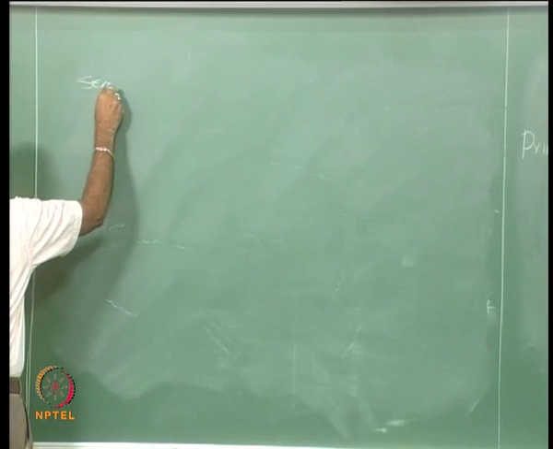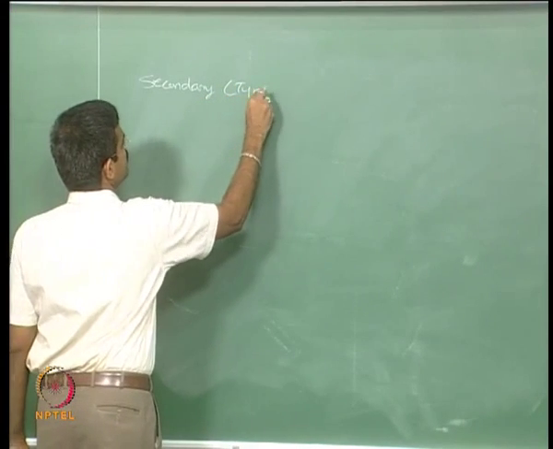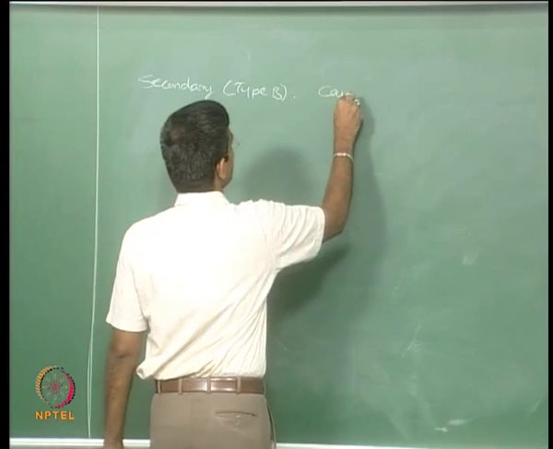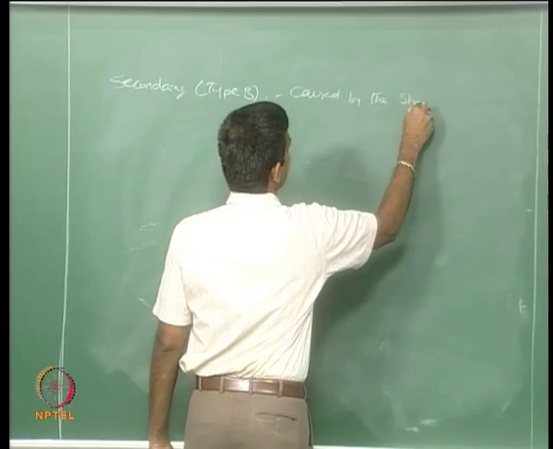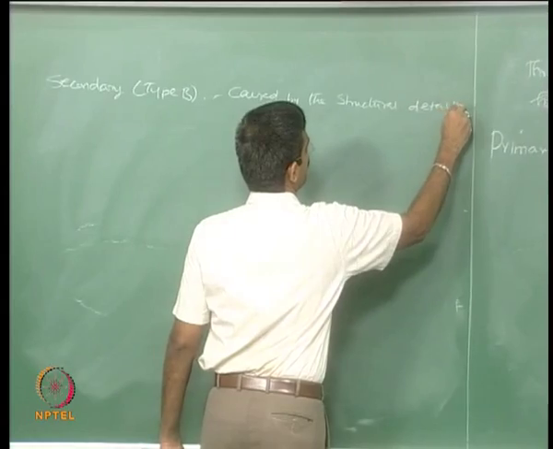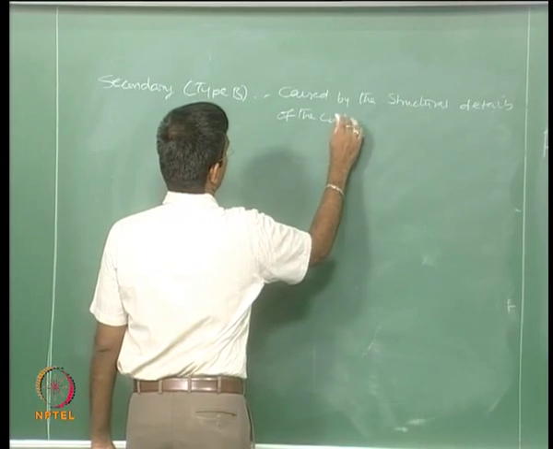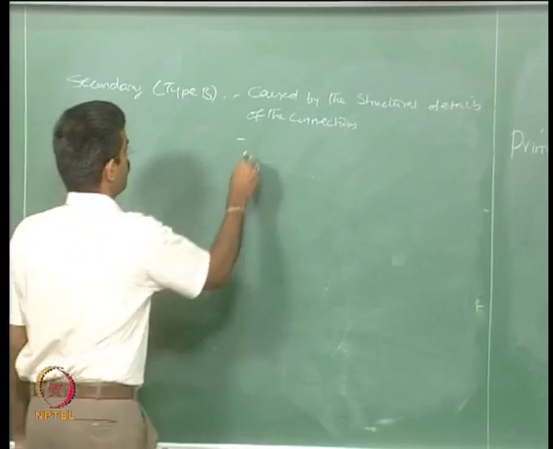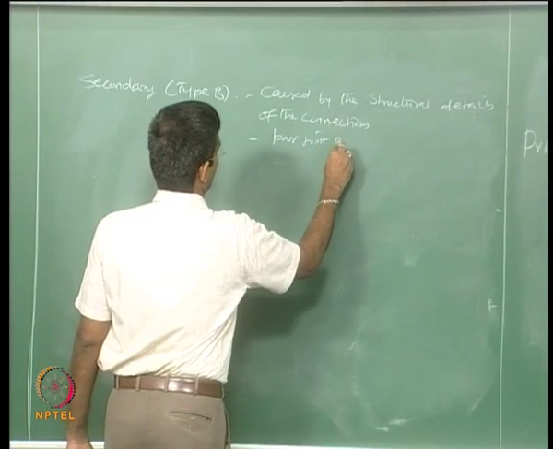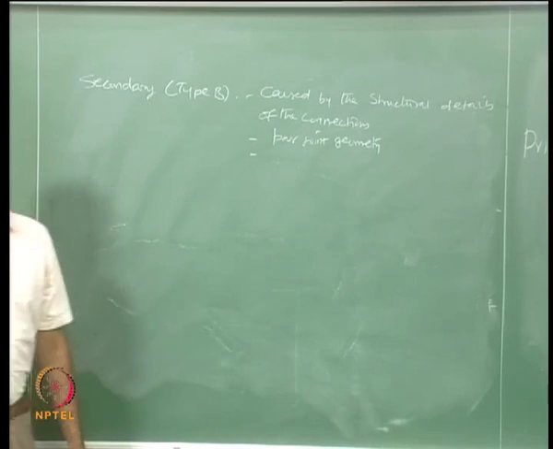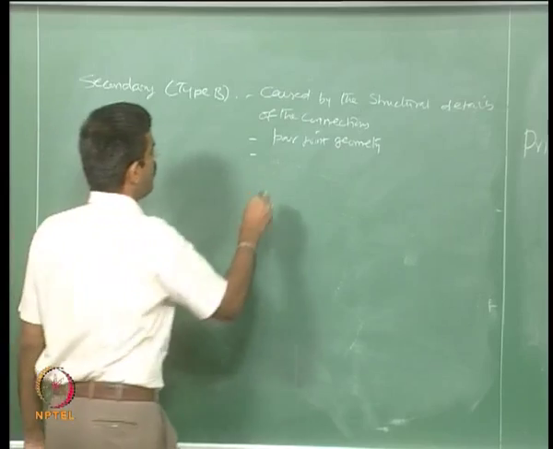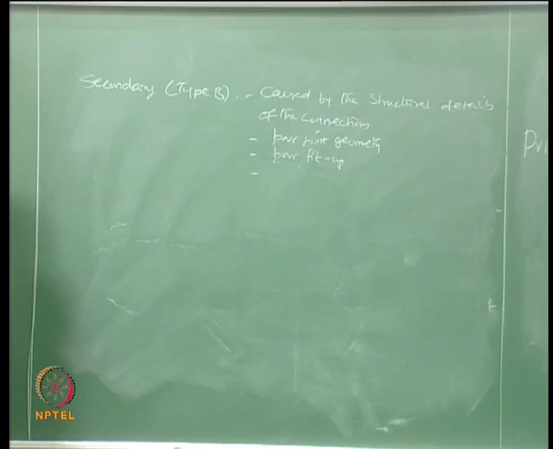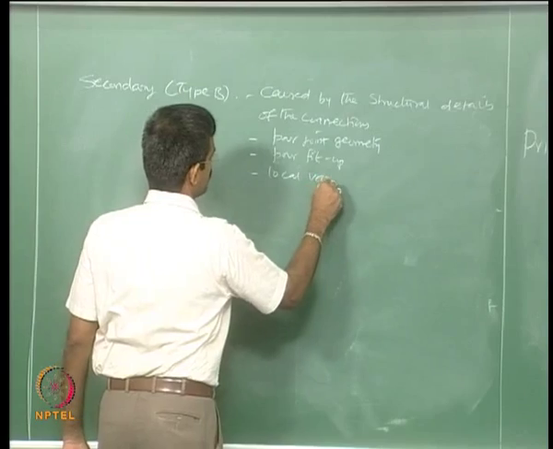The second is called secondary stresses, or type B, which are caused by the structural details of the connections. Namely, poor joint geometry, poor fit up, and local variation in stiffness, this is very important.